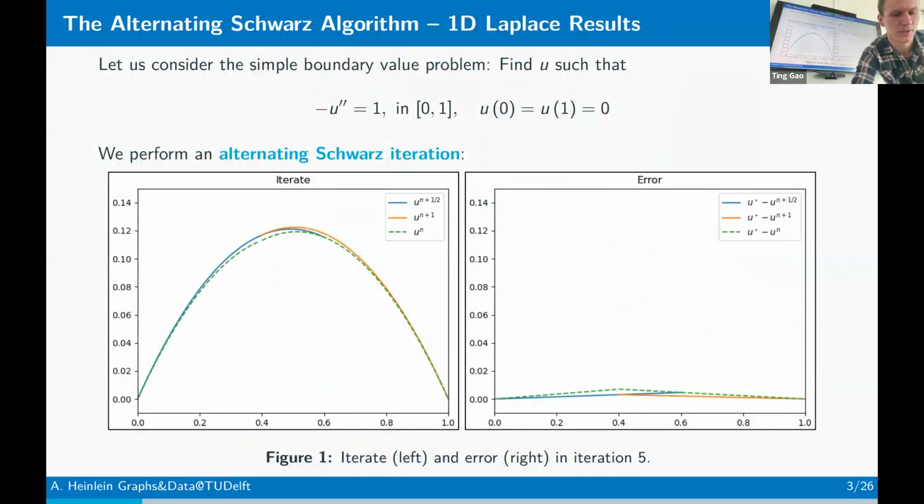Maybe I can move this a little bit here. This is okay. Okay, good. So this is roughly how the algorithm works.